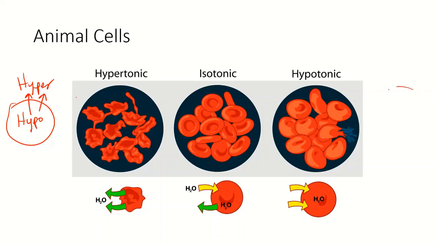If cells are in a hypotonic solution, that means the outside is hypotonic. That means the inside is going to be relatively hypertonic. Water always moves from hypo to hyper. So more and more water keeps going into the cell. Eventually it's too much for the cell membrane and the cell pops.